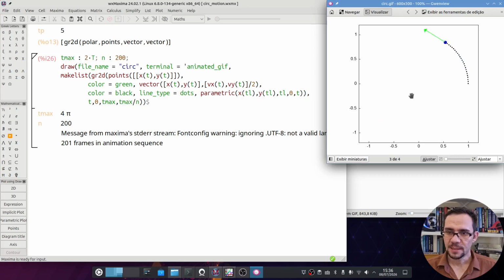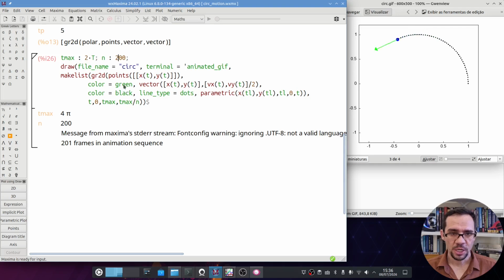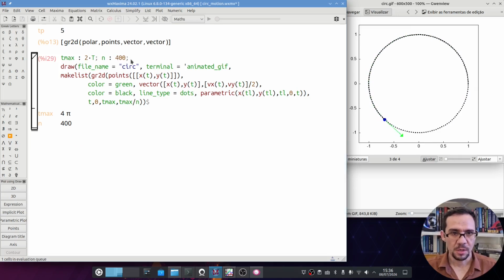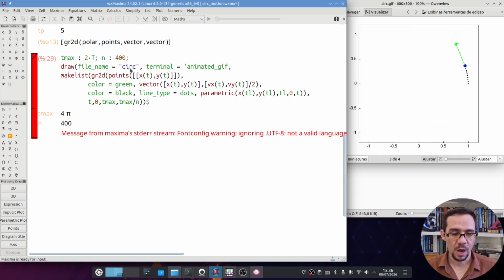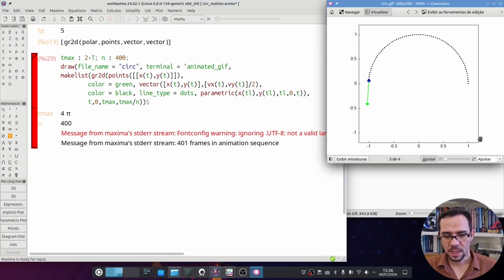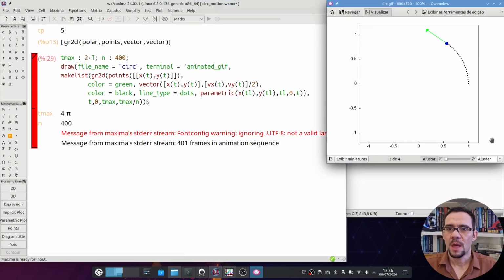We can see that now the animation is faster, and if you want the animation to be in the same speed that it was before, we need to change the number of frames proportionally to the time. So let's set the number of frames here to 400, and let's update here. And now we have the animation with the same speed, but now with 2 revolutions.